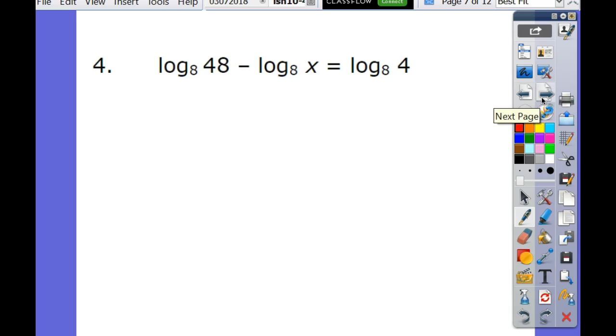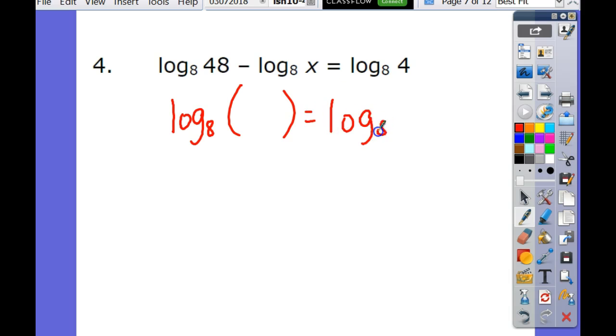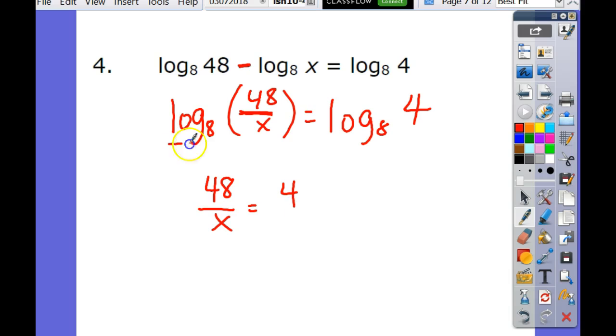If you have an equation with logs on both sides, I need to condense it so I have log base 8 on both sides. This is subtraction, so it is going to change to division. This is 48 over x. 48 over x equals 4, because this log is equal to that log, so this has to be equal to 4.